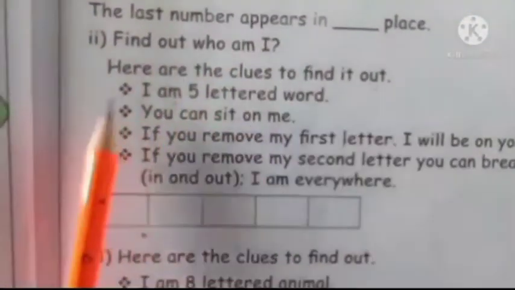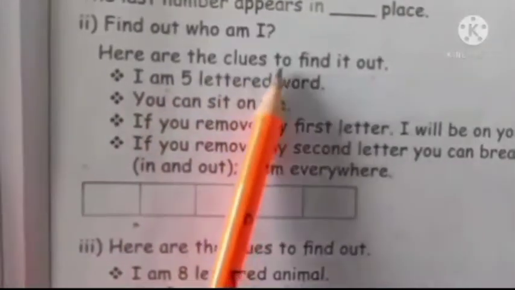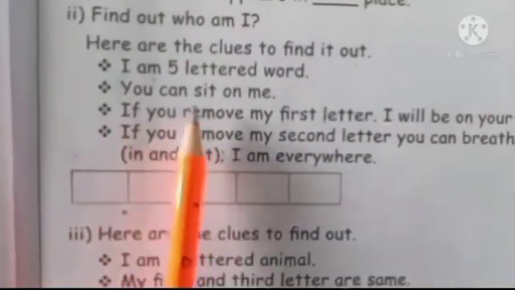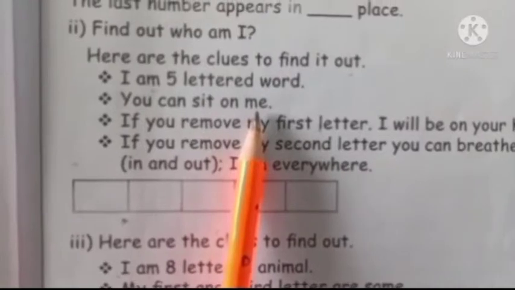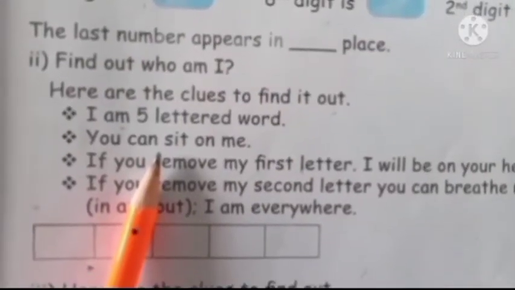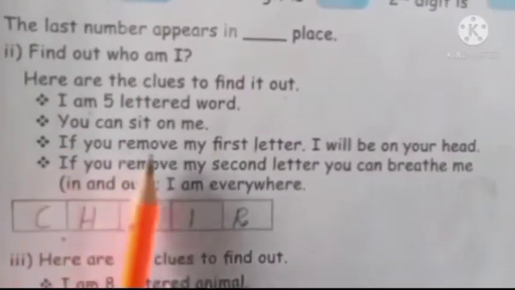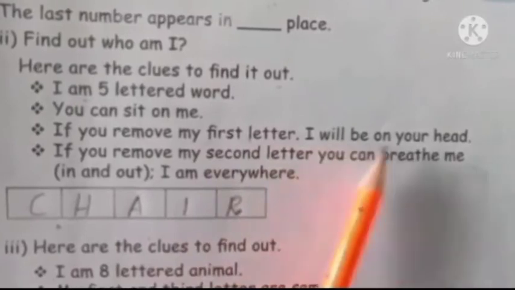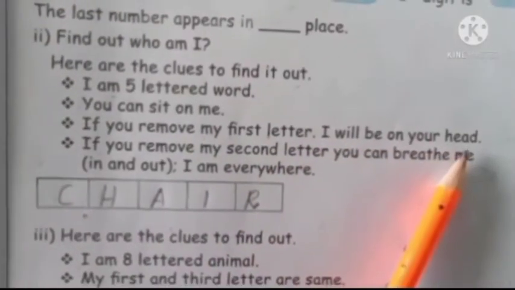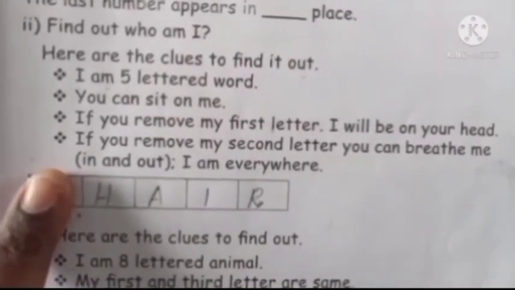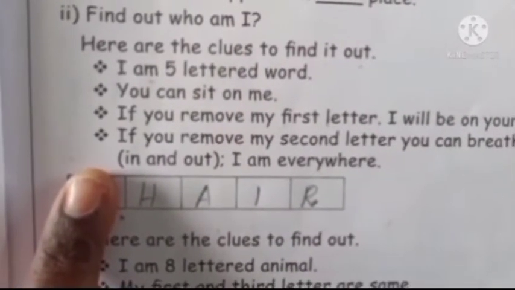Second one, find out who am I. Here are the clues to find it out. I am 5-lettered word. You can sit on me. Children, we can sit on chair. If you remove my first letter, I will be on your head. Children, we have to remove the first letter of chair. We get hair. It is on our head.